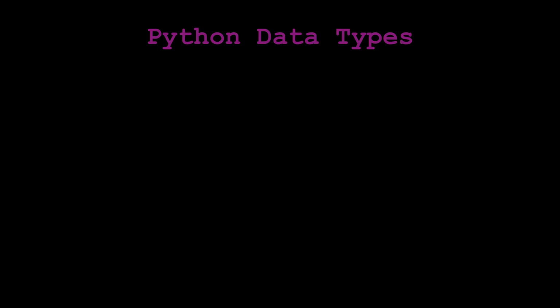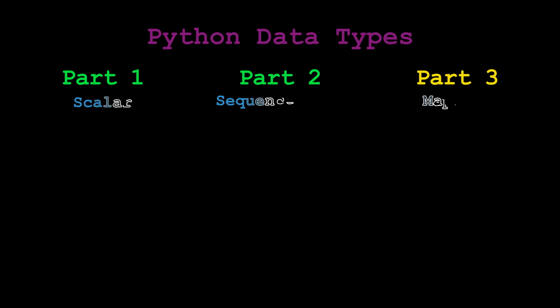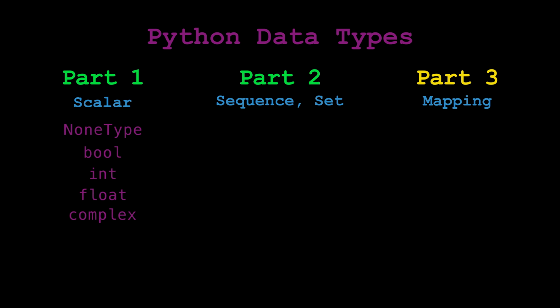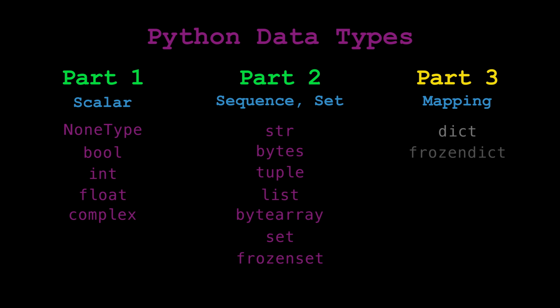In the first two parts, we covered the scalar, sequence, and set data types. In the next and final part of our data types chapter, we'll cover the mapping types, dictionaries and frozen dictionaries. Dictionaries are arguably the most important data structure in Python, since the language itself is built on top of dictionary-like structures, and they're used heavily throughout most Python code.